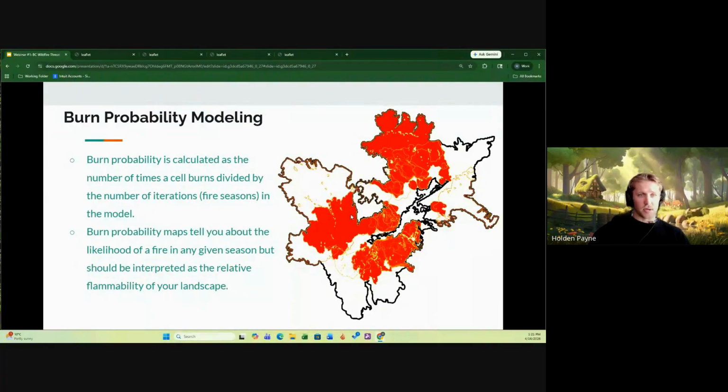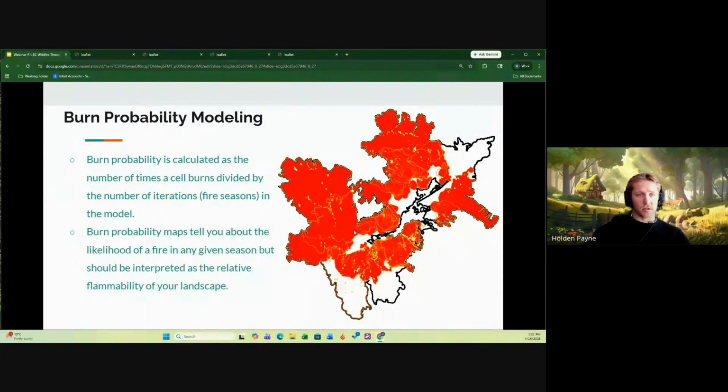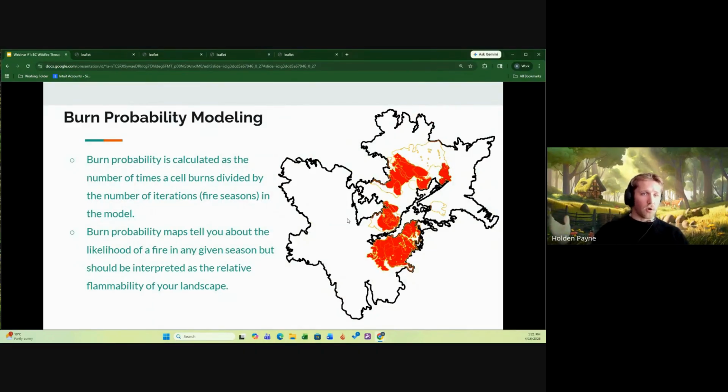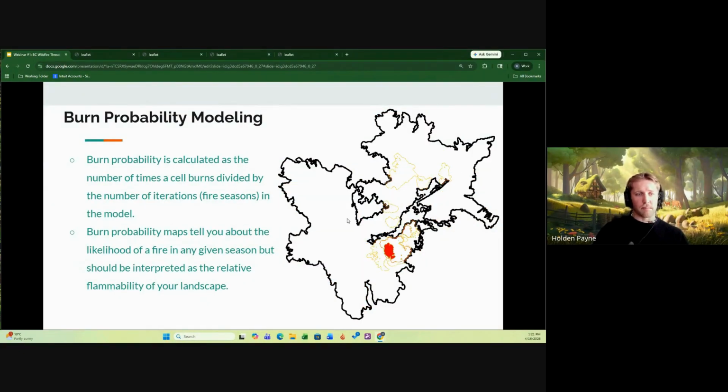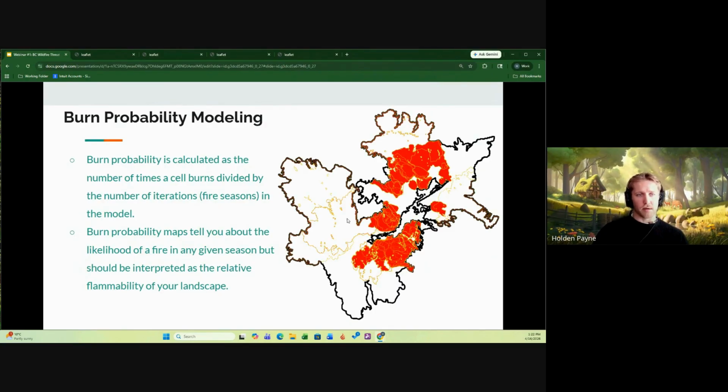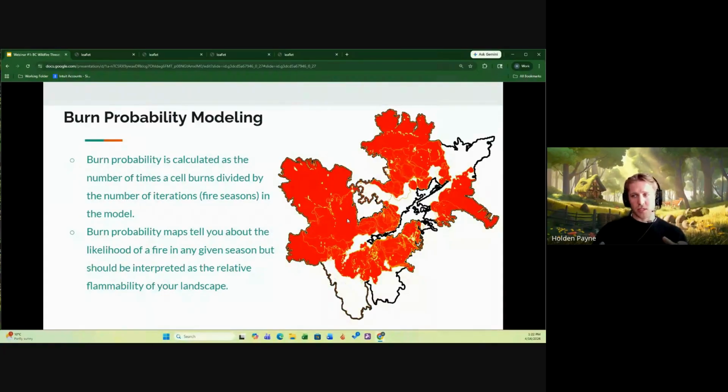So it's calculated as just the number of times a cell burns divided by the number of iterations. So if we aggregate all those fire perimeters and we grow them, like you can see on the right, and then we just add up the number of times that burns and then relativize it, it gives us an idea of the relative probability of burning on our landscape. So it's important to think of it as a relative value.